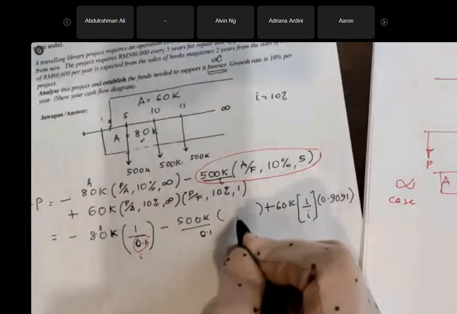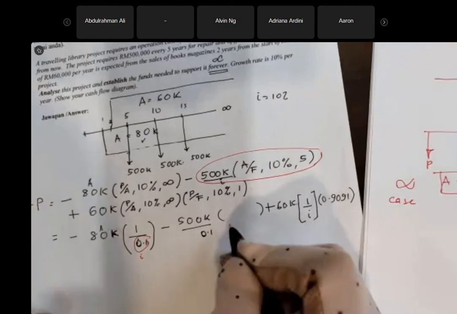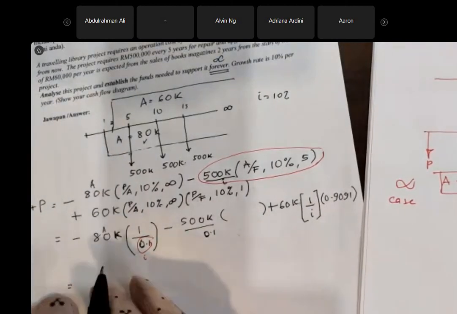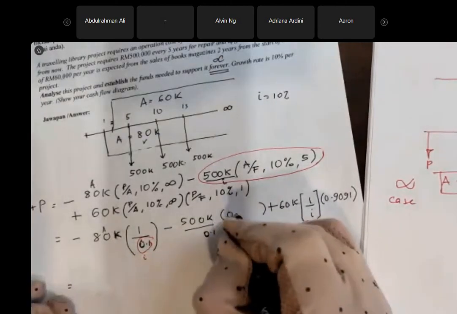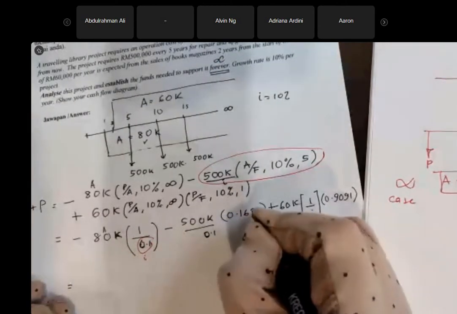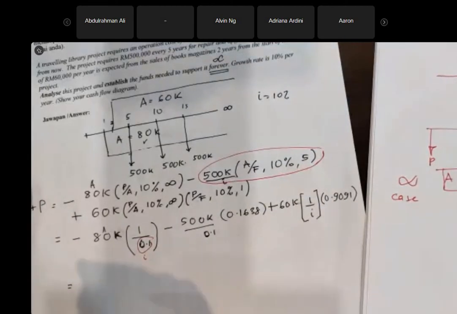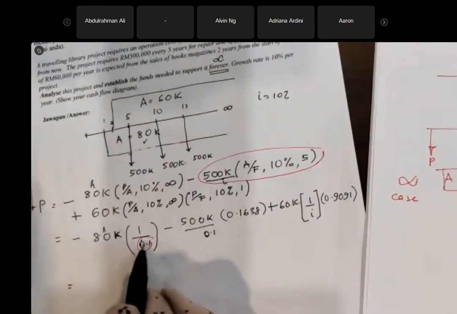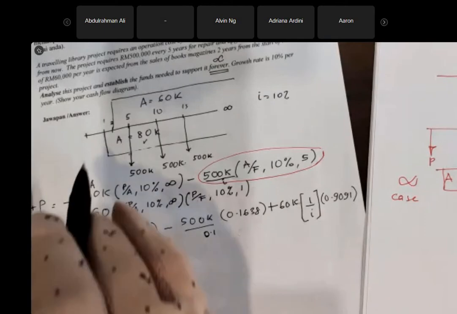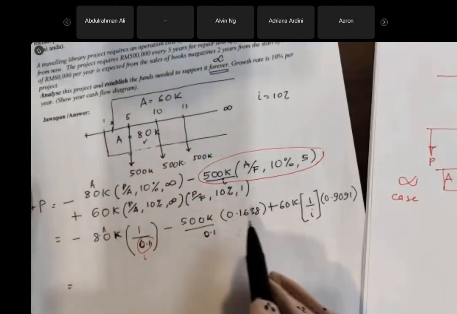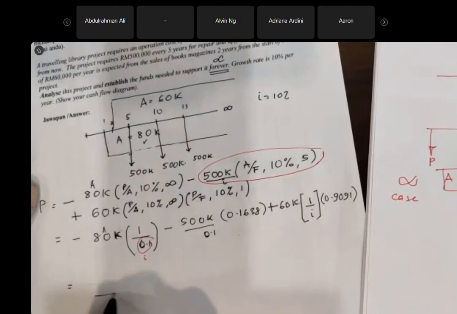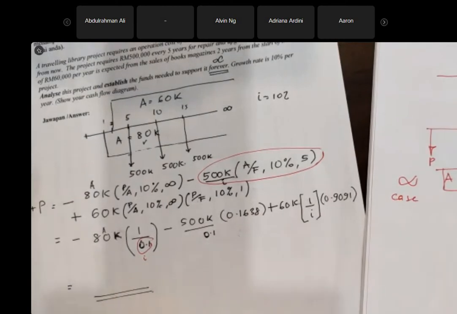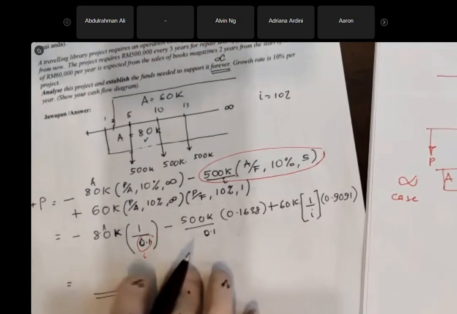So it has a value of 0.1638, that is 6.38. Then just calculate. Just calculate all of these. Check the minus is correct. Minus. Okay, correct. So you will get the answer. Okay, the answer. Wait a moment.